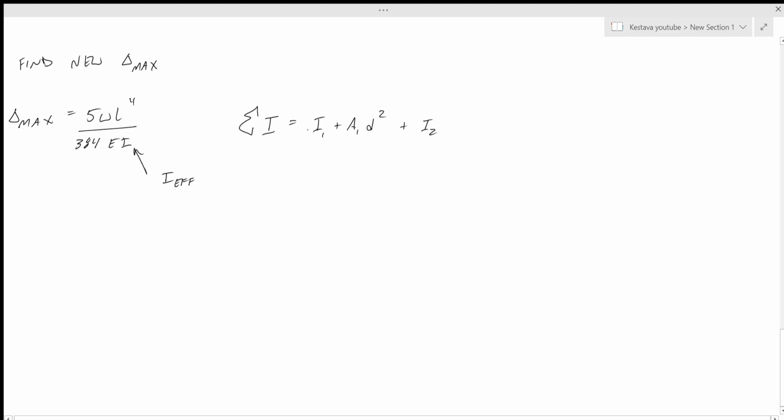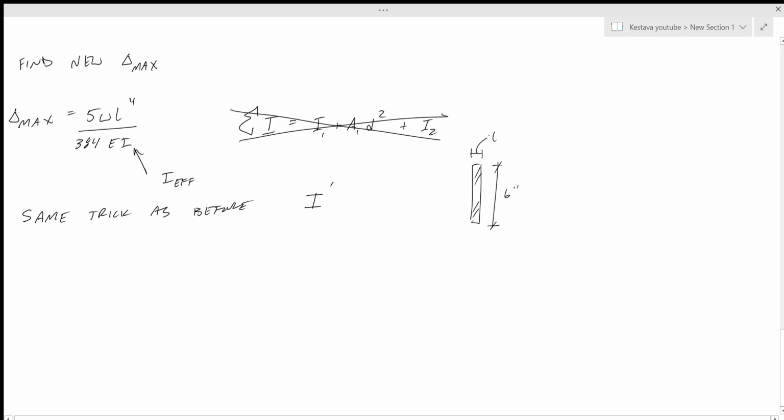Whoa, wait a minute. We're not doing that again. We're going to do the same trick as before. We just need to find I prime of the section that was lost. Come on, got to make this simple. Time is money, like we were talking about. So we know that's a 6-inch penetration, and again, the thickness of the web. I prime equals base times depth cubed over 12. That is going to be 0.19 inches.